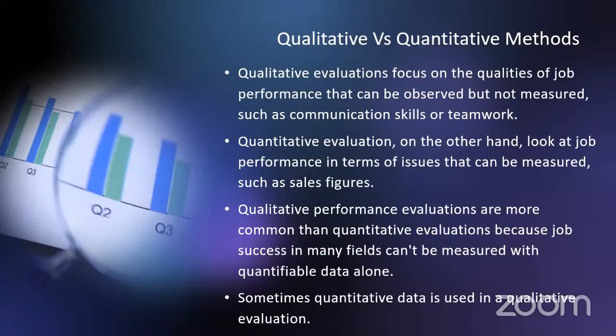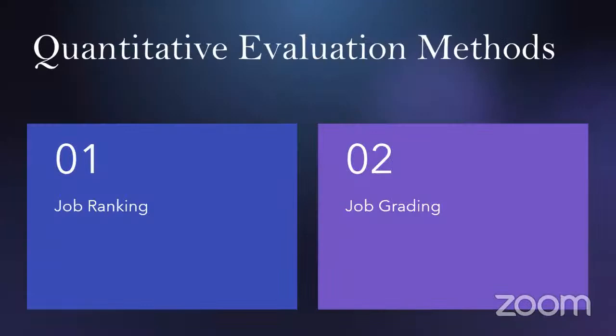Now, qualitative evaluation focuses on the qualities of job performance that can be observed but not measured, such as communication skills or teamwork. Quantitative evaluation, on the other hand, looks at job performance in terms of issues that can be measured, such as sales figures. Qualitative performance evaluations are more common than quantitative evaluations because job success in many fields cannot be measured with quantifiable data alone. Sometimes quantitative data is used in qualitative evaluation.